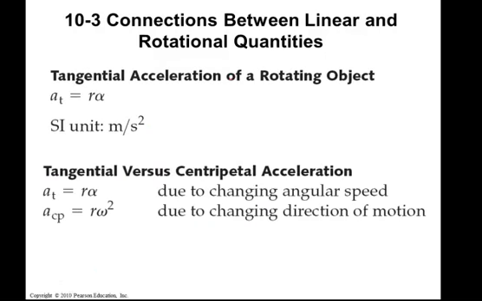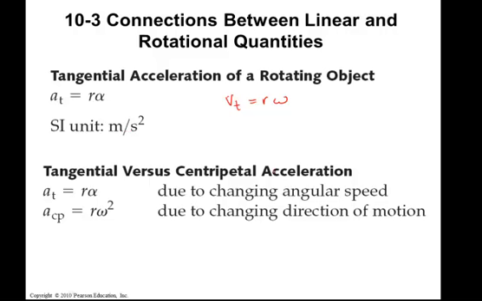The tangential acceleration of a rotating object is radius times the angular acceleration. Just like we said for that, if we wanted the linear, the tangential velocity, we took r times omega. Here, except it's in terms of acceleration. So we always multiply by the radius. And then that would be meters per second squared.